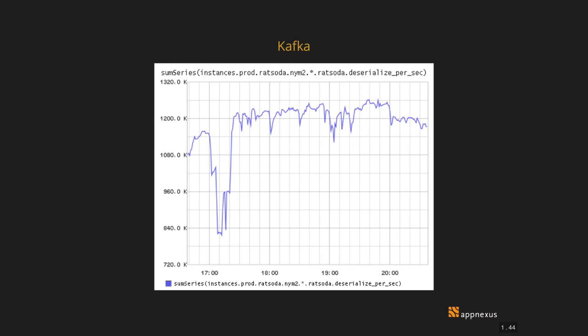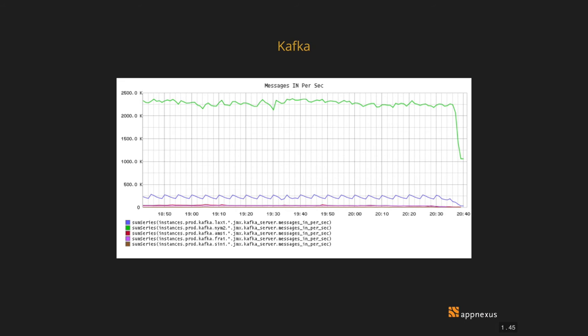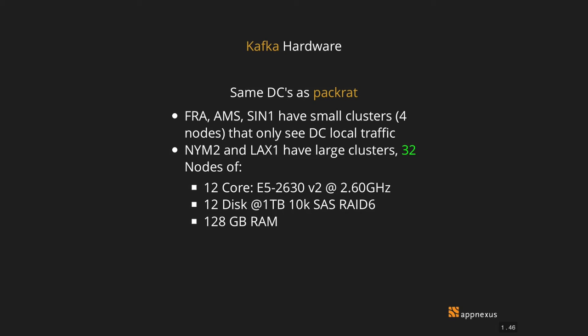So we push quite a bit of data. This is about 1.2 million rows per second going through some Kafka thing. We actually push even more than that. This is almost 2.5 million per second. We run it on this hardware, in case any of you are thinking about using Kafka.